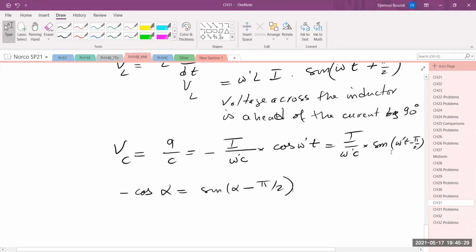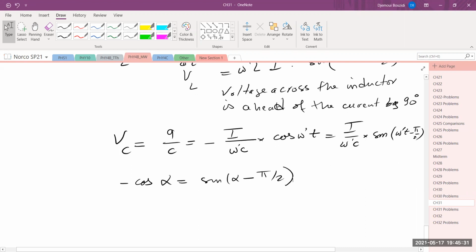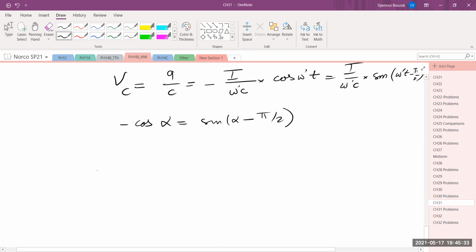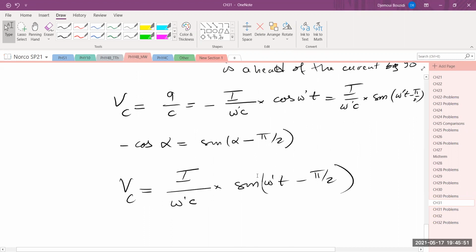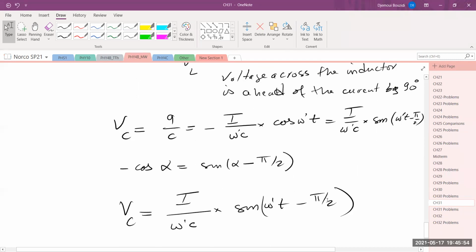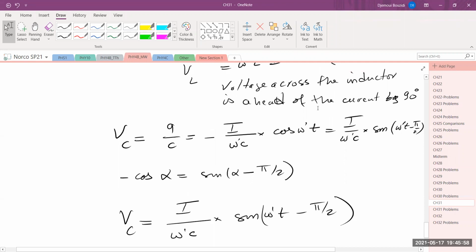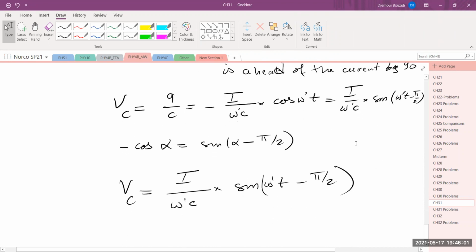Okay. So this is another identity, and I'm going to plug it in here. So this is how the voltage across the capacitor looks now. If I take advantage of that one, it's I over omega prime C times a sine, again, of omega prime t minus pi over 2. So it looks like the voltage across the capacitor is lagging by pi over 2, whereas the other one was ahead, compared to the current.